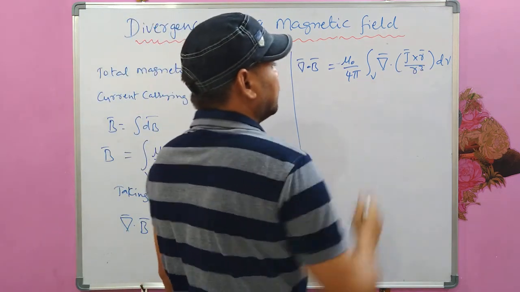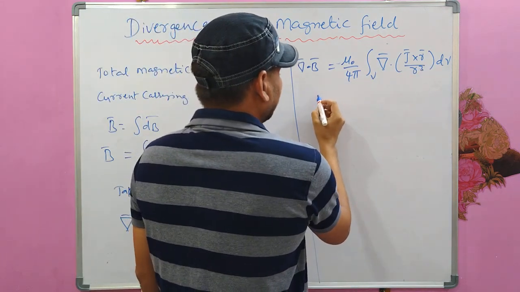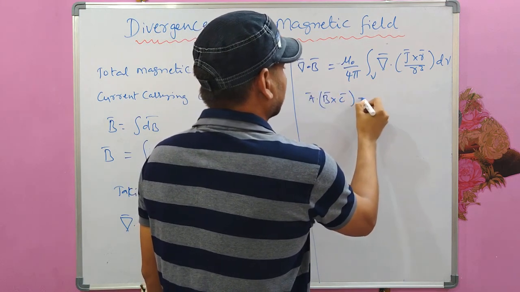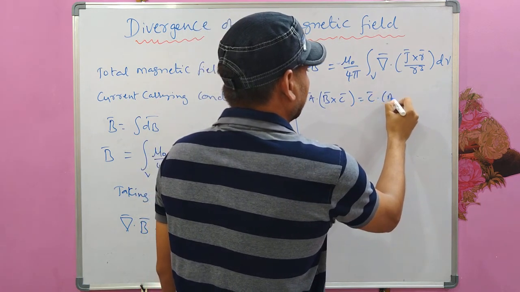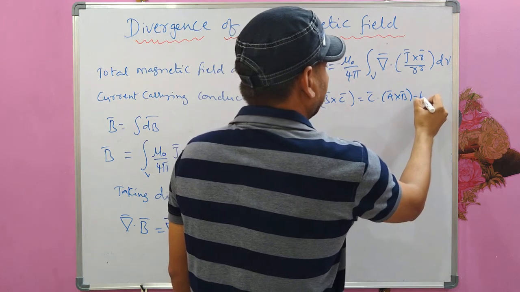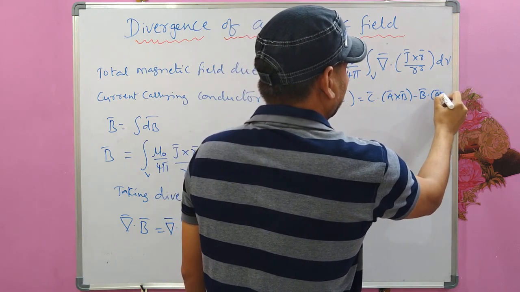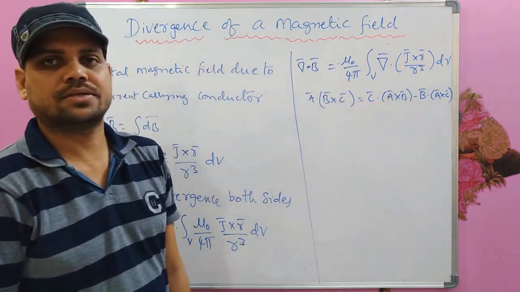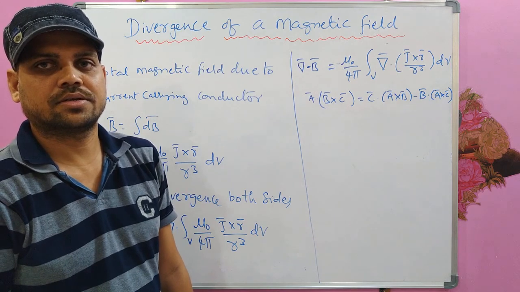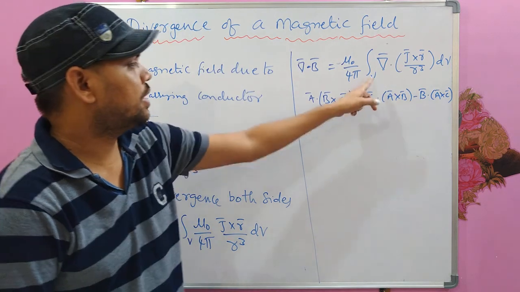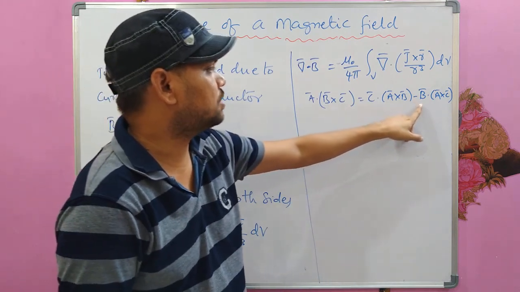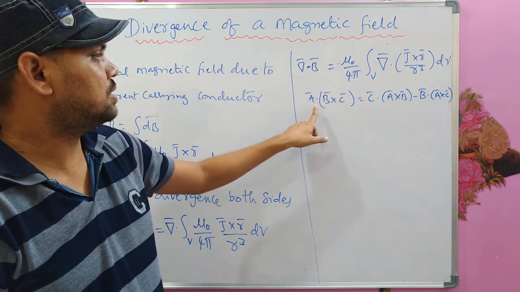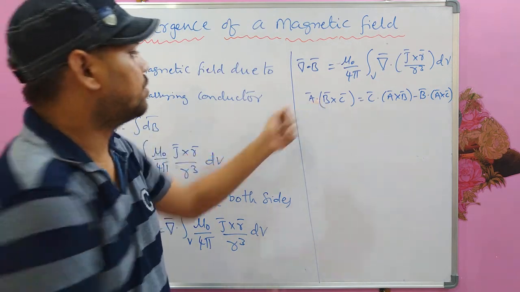If you observe this carefully, it looks like A dot B cross C equal to C dot A cross B minus B dot A cross C. Vector triple product. Sorry, scalar triple product, because this will be a scalar dot product.